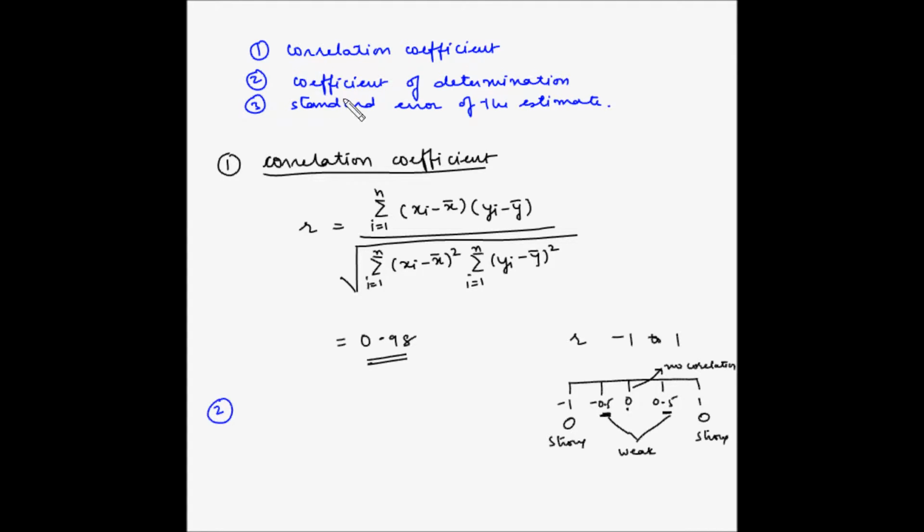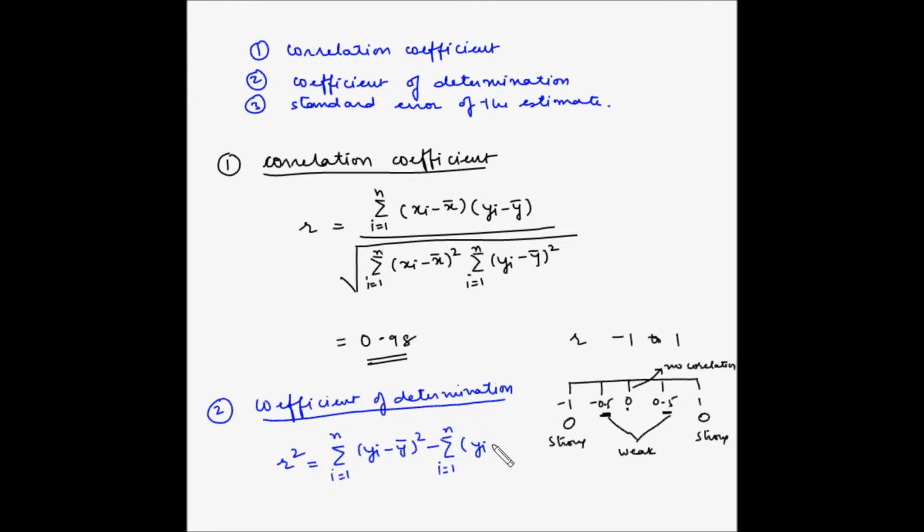Now next we'll find the coefficient of determination. The coefficient of determination is nothing but r square, and the formula is the sum from i equals 1 to n of yi minus y bar square, minus the sum from i equals 1 to n of yi minus yi dash square, whole divided by the sum from i equals 1 to n of yi minus y bar square.